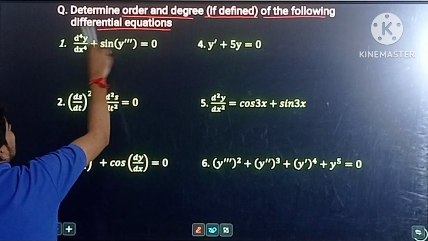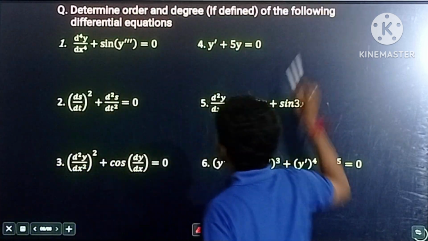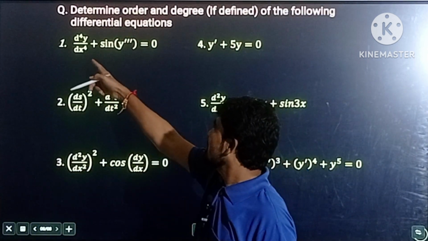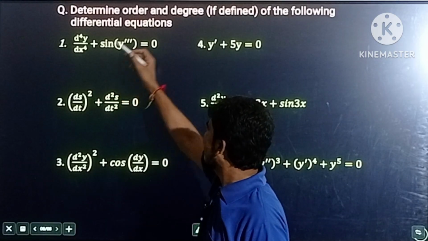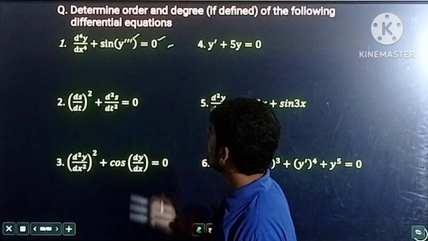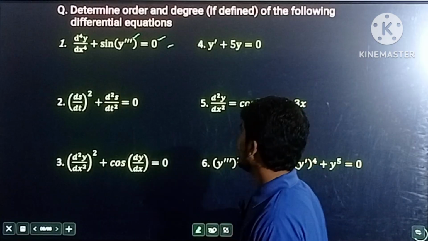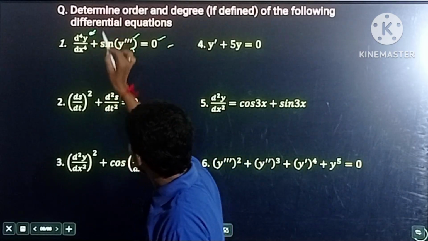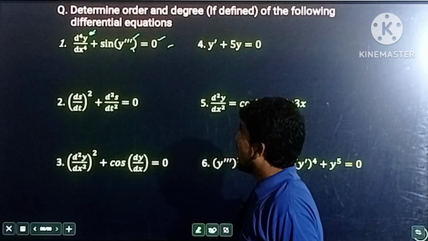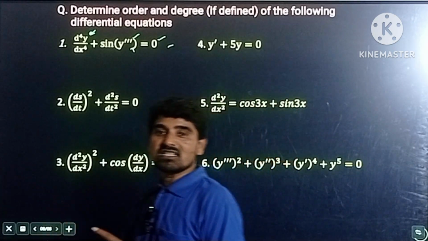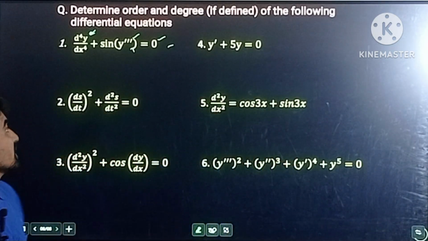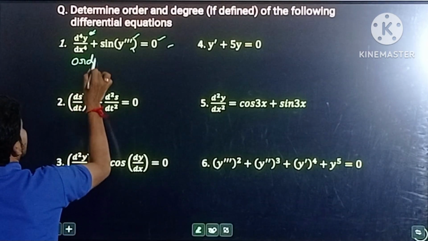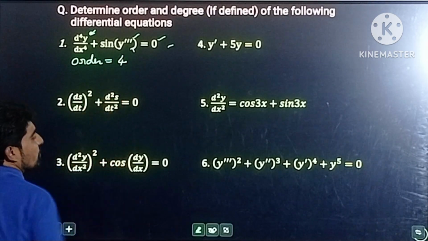Now observe here, the first differential equation given is d power 4 y divided by dx raised to 4 plus sine of y triple dash is equal to 0. In this differential equation, the third order derivative and the fourth order derivative are involved. Among these two, the highest order derivative is the fourth order. Therefore, the order of this differential equation is 4.